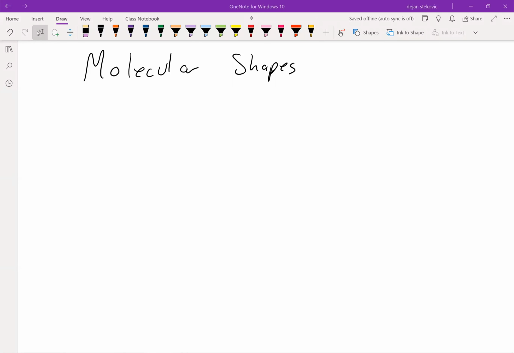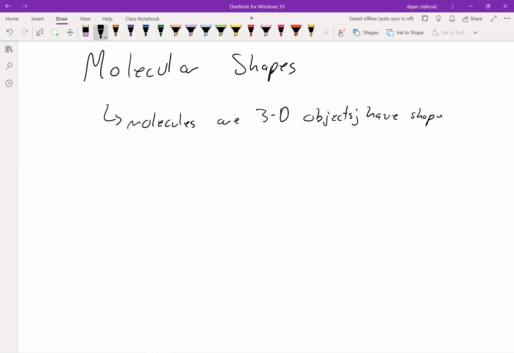Right. So in addition to molecules having these chemical bonds, they also exist as three-dimensional objects. So they have shapes. So molecules are 3D objects. And the shapes of molecules are very important to their properties and their reactivities. So for covalent molecules, predicting the shape of a molecule is actually quite simple.